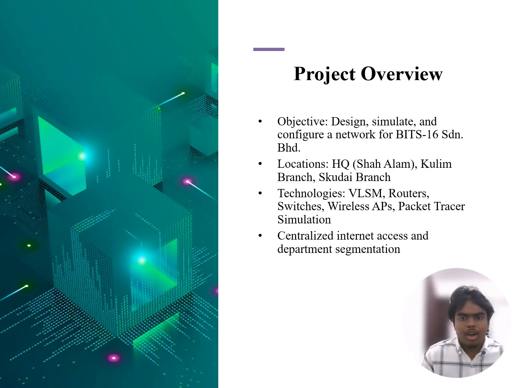Now I'm going to talk about the project overview. The main goal of our project is to design, simulate, and configure a functional network for a company with three locations: the HQ in Shalam, a branch in Kulim, and another in Skudai. We implement this using Packet Tracer with technologies including router, switch, wireless access point, and variable length subnet masking or VLSM. The network is designed to allow centralized internet access and clear departmental segmentation.